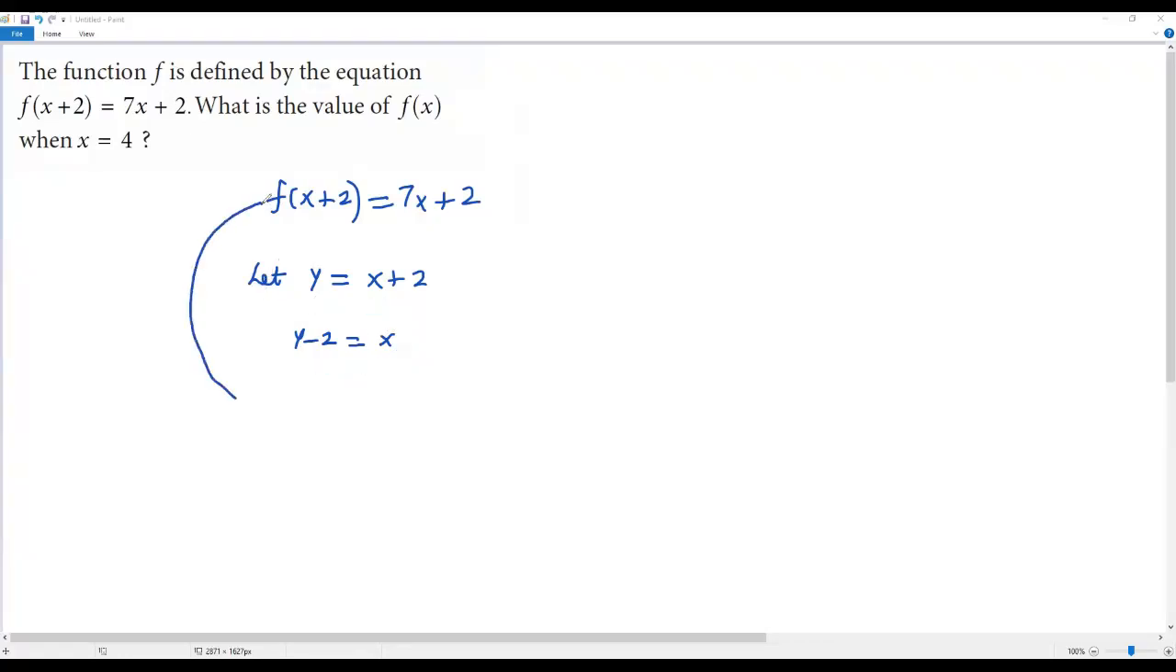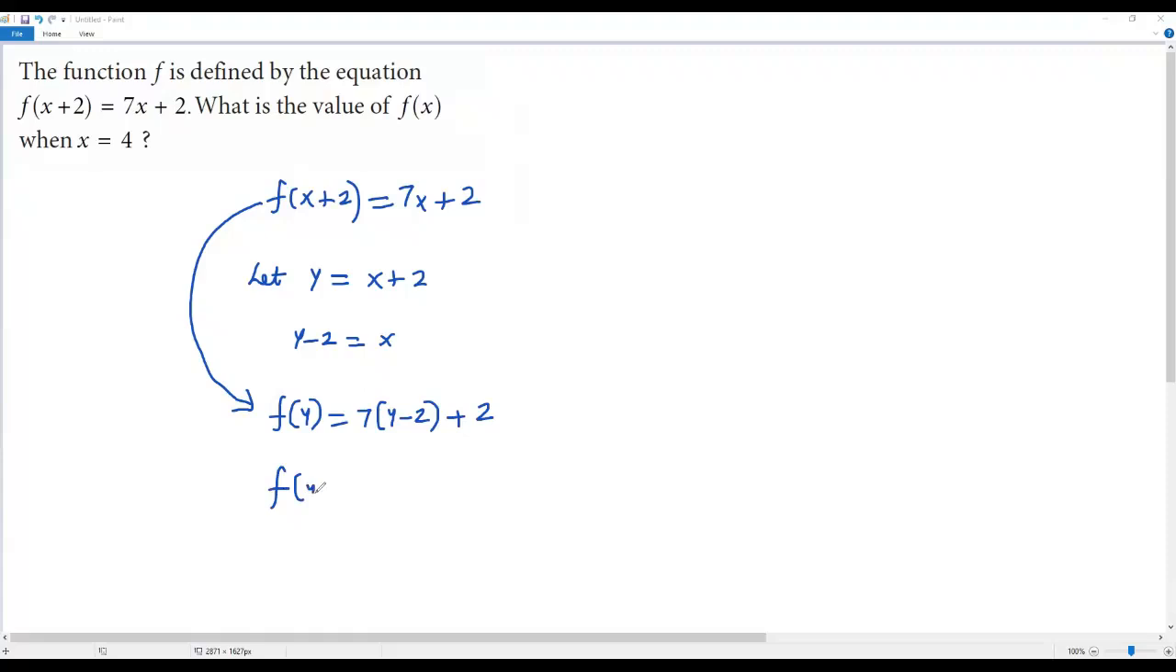Okay, now let me take the given function. In the given function f of, for this x plus 2, we have assumed y, so x plus 2 can be replaced by y. And on the right side also we have to have only y. For that, we have solved for x in terms of y. So we have to replace this x by y minus 2. So 7 times y minus 2 plus 2.